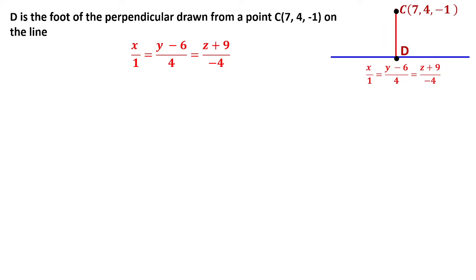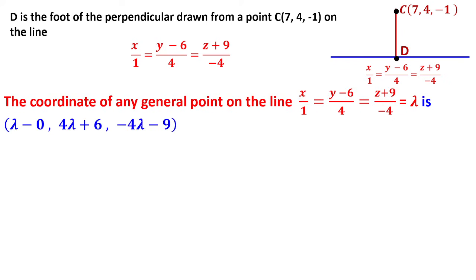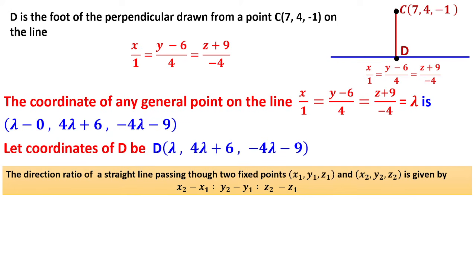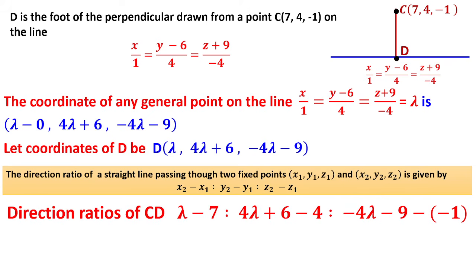Okay, now how to get the foot of the perpendicular? Please recollect the steps. You have to get the general point on the given line, call it as D, get the direction ratio of CD, use the idea that CD and the line are perpendicular, then you have to eliminate that. Okay, now I am getting the general point and I am getting the coordinates of D. I am calling this the general point, and I am getting the direction ratios of CD. These are the direction ratios of CD.